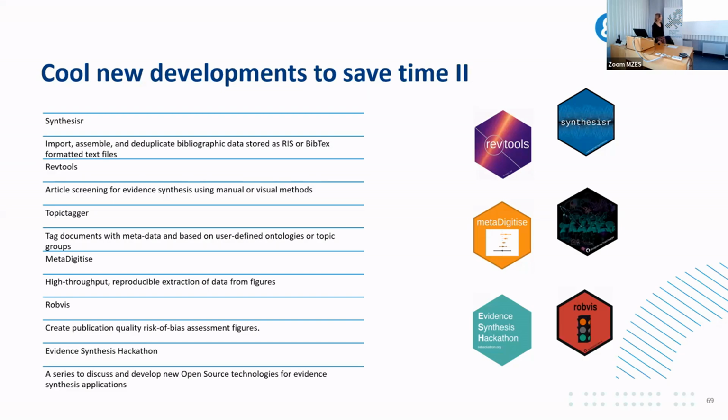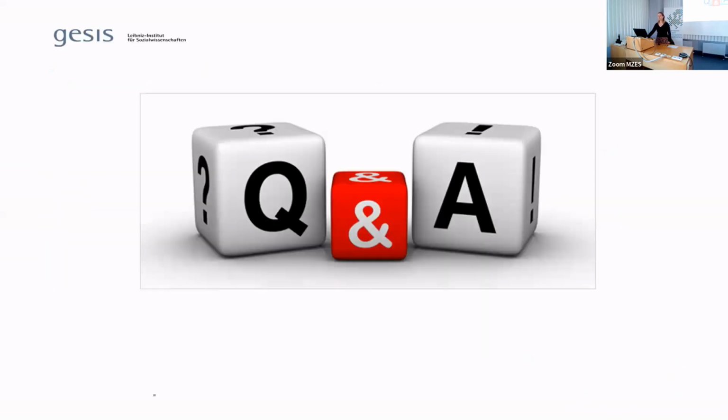Yes, and here's even some more. There's also Robvis, which creates publication-quality risk of bias assessment figures. So whatever you want, there's probably something out there in this effect size hackathon. So give it a look in general if you're interested in these topics.